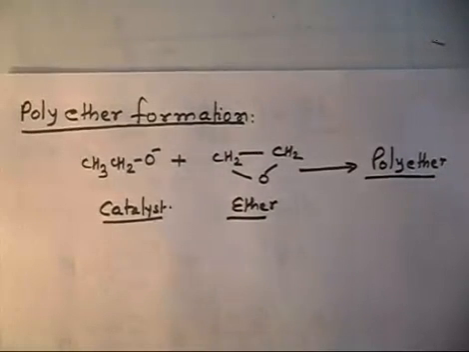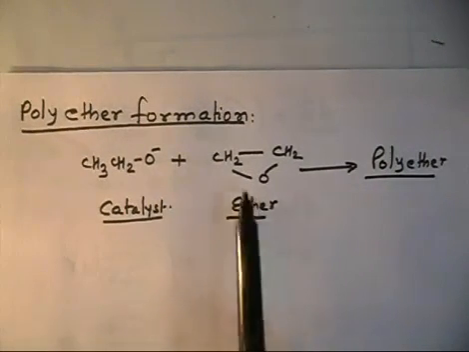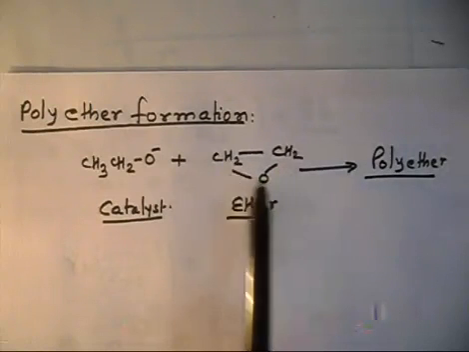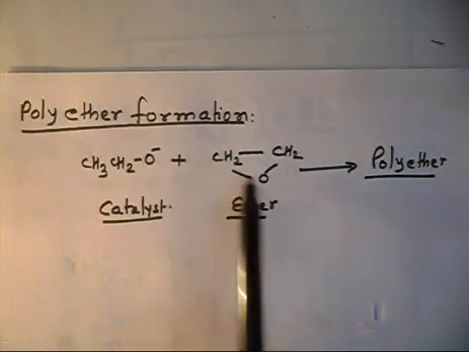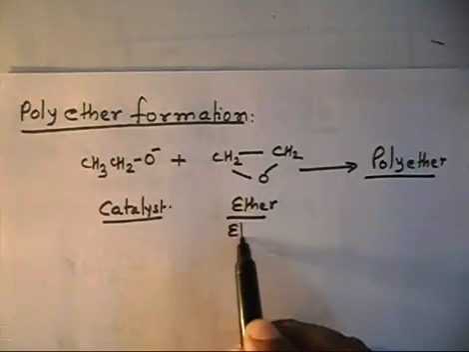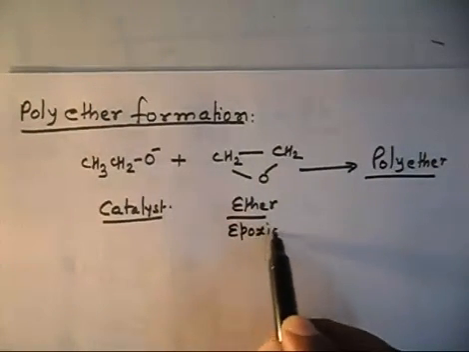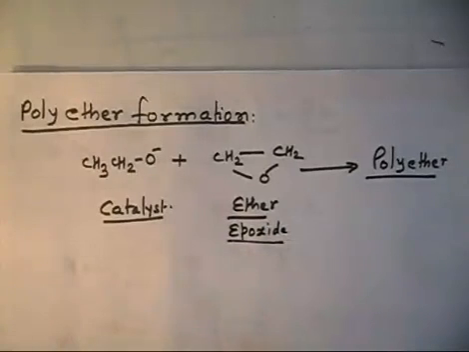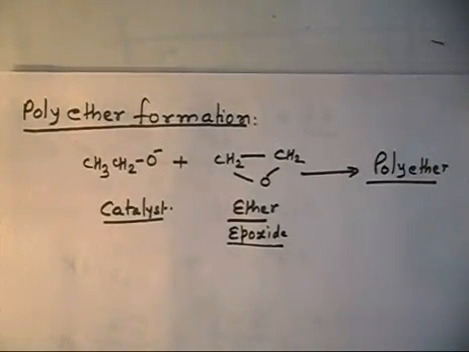Okay, let us discuss this problem. This is something called polyether formation. So just write down and then we'll discuss what this problem says. So this is an ether, a cyclic ether, CH2O, attached to this 2CH3. Sometimes this is also called an epoxide. So cyclic ethers are also called epoxides.